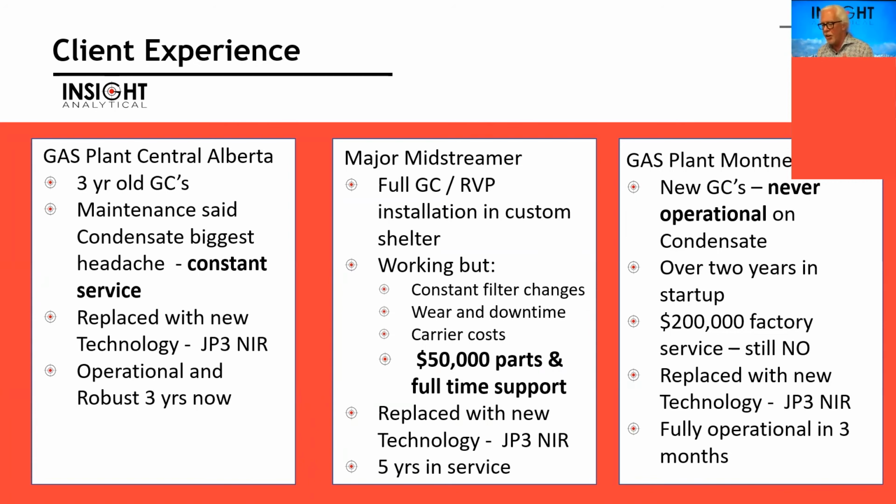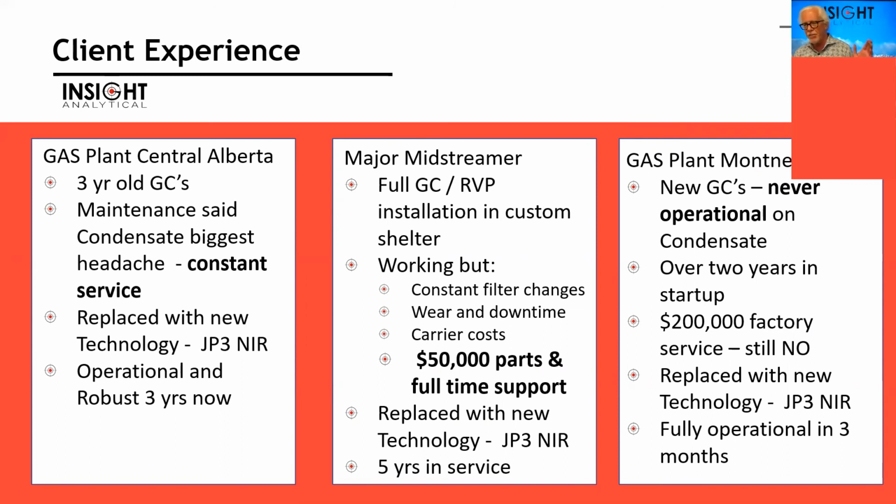A gas plant in the Montney, they had new GCs, relatively new. They had bought them about 3 years ago when we started talking about them. For 2 years, they've been trying to get them up and running on their condensate. They had gone to the local distributor. They had gone to the US Sales and Service Office. They had spent over $200,000 in factory service on these analyzers that they had bought and still not up and running. We replaced them with this technology in January of this year.